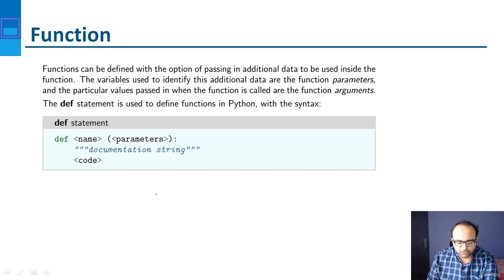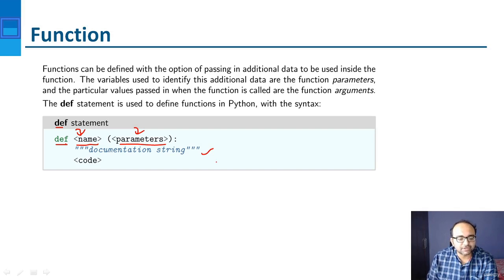So this is the general syntax of the function: def. You can see def and the name of the function. I'm trying to define a function, so that name should be given here, and then the parameters for the function should be given here. Coming to this, it represents the documentation string for that particular function.